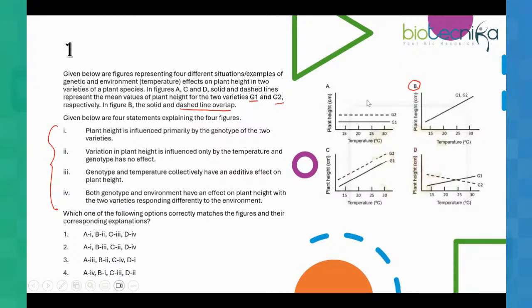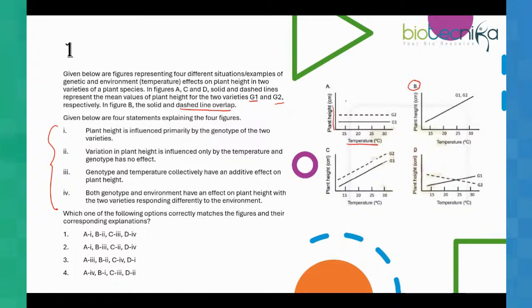Yes. So what do we have here? First graph. Now how do you read the graph? Whenever there's a graph given, not only for this question, for any other question, always read the coordinates first. So on the y-axis, we have plant height. On the x-axis, we have temperature.